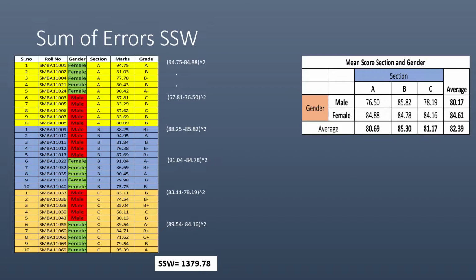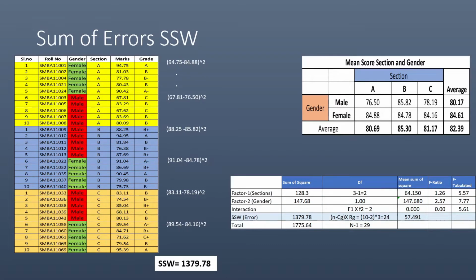Of course, like that you can do for all based on their respective means, and then calculate. Then you get a value which is known as sum of square within, which is 1379.78. That basically means 1379.78 is not explained by either factor 1 or factor 2 or its interaction. So you can interpret it this way as well.